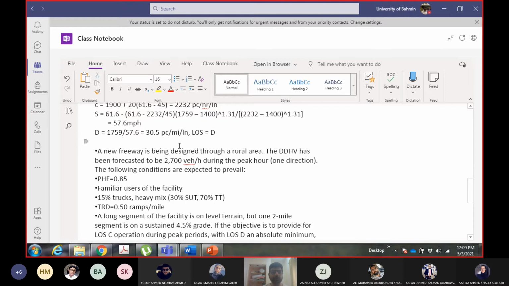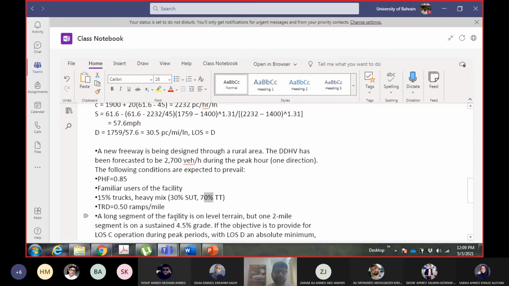Okay, we are designing a new freeway for a rural area. Directional design hourly volume is given, 2700 in the peak hour for one direction. Peak hour factor is given. Familiar users, 15% trucks, heavy mix. So heavy mix means 30% single unit trucks and 70% trailer trucks. So now the condition has changed, right? So it is not the typical mix of the light mix.